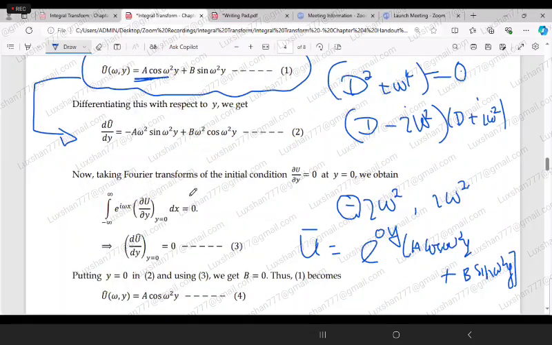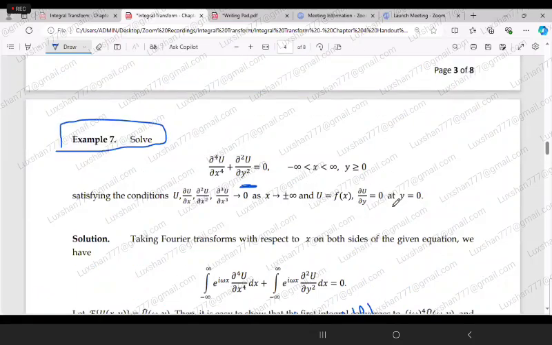Now we are going to use the initial condition. In order to use the initial condition, we are having the differentiation here. Then we take the Fourier transform of the initial condition. Look at the initial condition given: du/dy equals 0, and u equals f(x) when y equals 0.